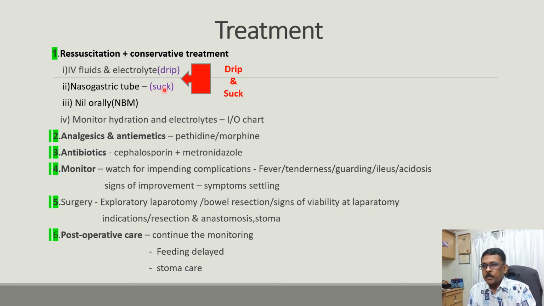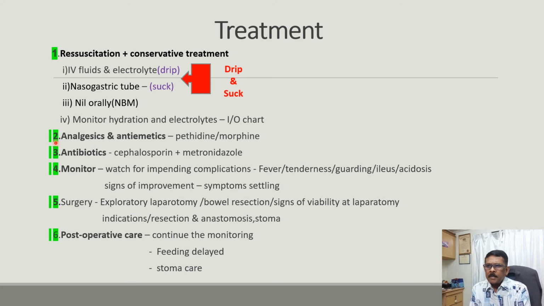connecting it to a suction apparatus, and this is known as the suck. And the patient is kept nil by mouth. No food or drinks are given. This method of treatment is known as drip and suck. Drip and suck is the method of treating intestinal obstruction conservatively.